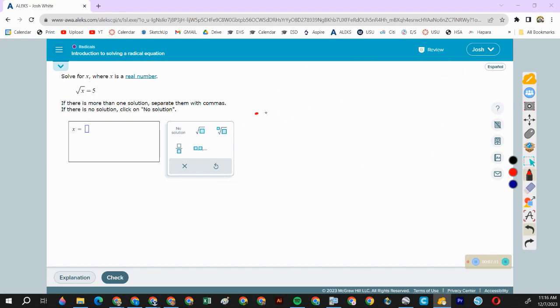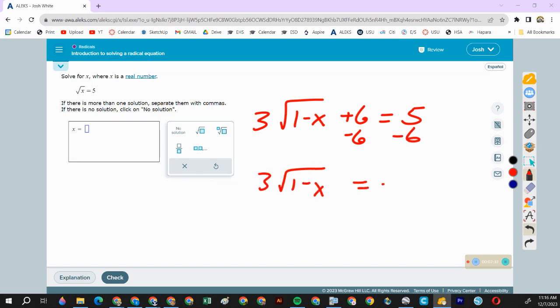So what if I had 3 square root of 1 minus x plus 6 equals 5? Does that have an answer? No, it doesn't. Why? If I subtract 5, 3 square root of 1 minus x equals -1, and I divide by 3, can the square root of 1 minus x be equal to -1/3? No, impossible.